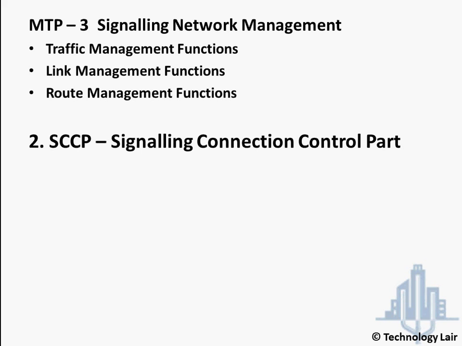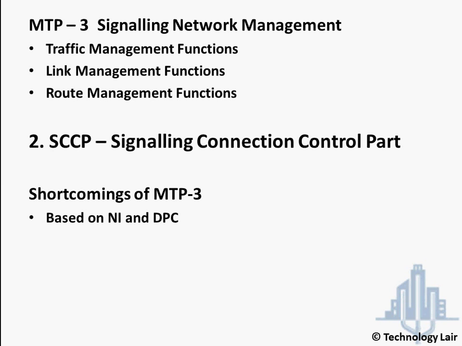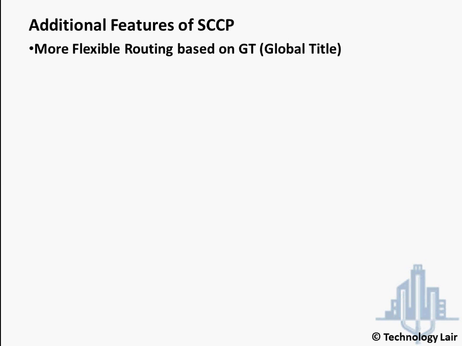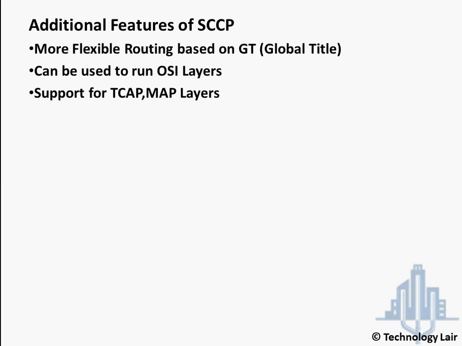Let us discuss some shortcomings of the MTP3. MTP3 is based on network indicator and DPC based routing, hence impossible to reach signaling point outside the network. It is connectionless. It's not compatible with OSI. Some additional features of SCCP: more flexible routing based on GT, that is the global title, can be used to run OSI layers, support TCAP and MAP layers.